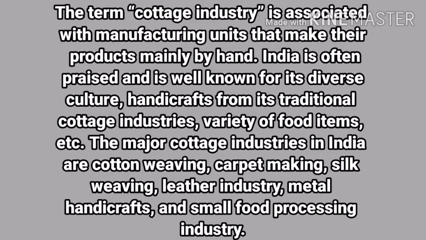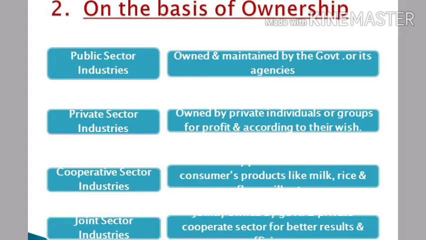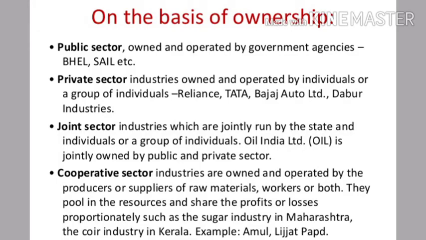And the second classification of the industry is on the basis of its ownership. So this is also divided into different parts. We can have the private sector, public sector, joint sector, and the cooperative sector. So private sectors are industries in which production is owned, governed, and controlled by an individual or a group of people. For example, Tata Iron and Steel, Reliance Industries Company, and Bajaj Auto.